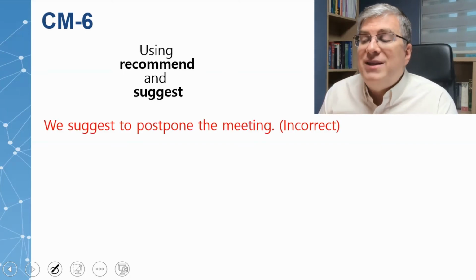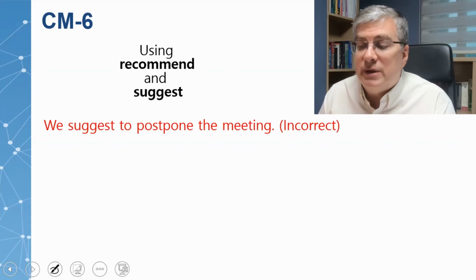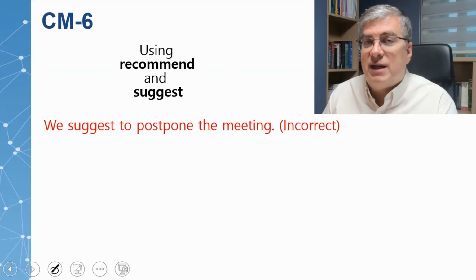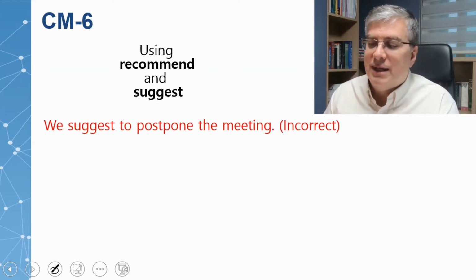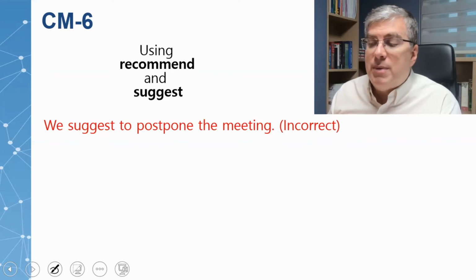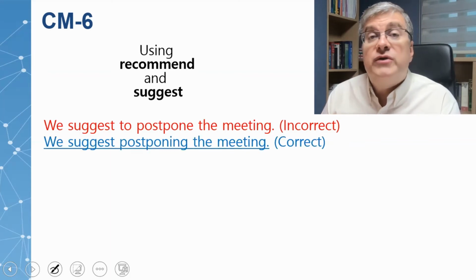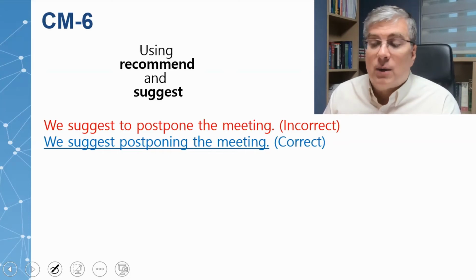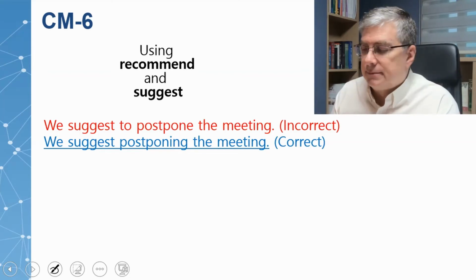First, we suggest to postpone the meeting. This is incorrect. In fact, I recently received an email, very similar sentence construction to this, and immediately I thought, oh, no, that's not correct. So instead of saying we suggest to postpone the meeting, it would be better to write we suggest postponing the meeting, especially if you're not mentioning the person to whom you're making the recommendation, right? If you're just making a general recommendation or a general suggestion, it's very common to just use verb ing.